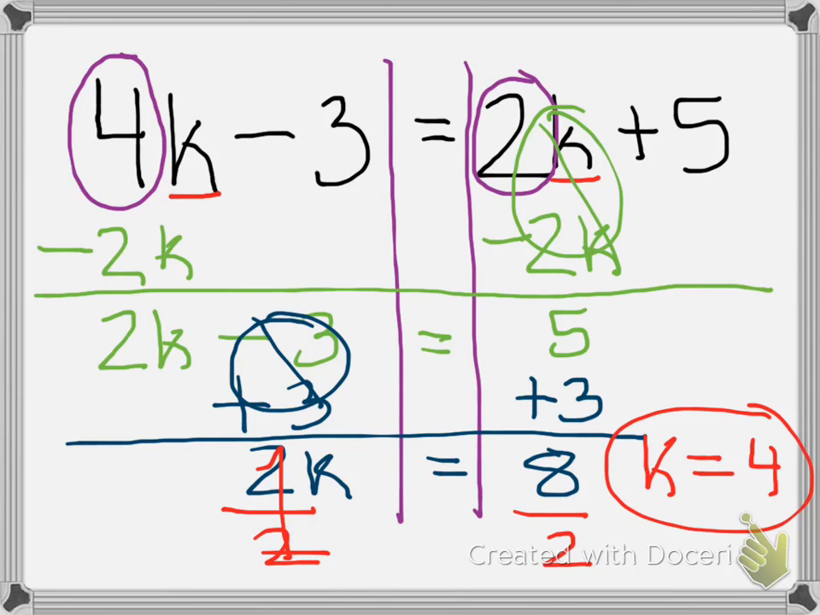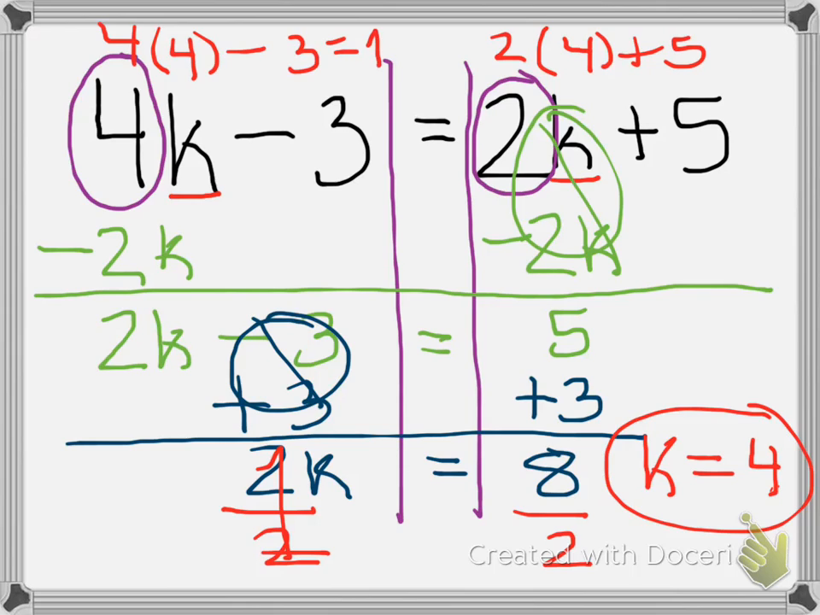If we need to check our work, you can. If I put this 4 here, I know I'm going to have 4 times 4 minus 3, and 2 times 4 plus 5. 4 times 4 is 16, minus 3 equals 13, and then 2 times 4 is 8, plus 5 is 13. So therefore, we know that k equals 4 is the correct solution.